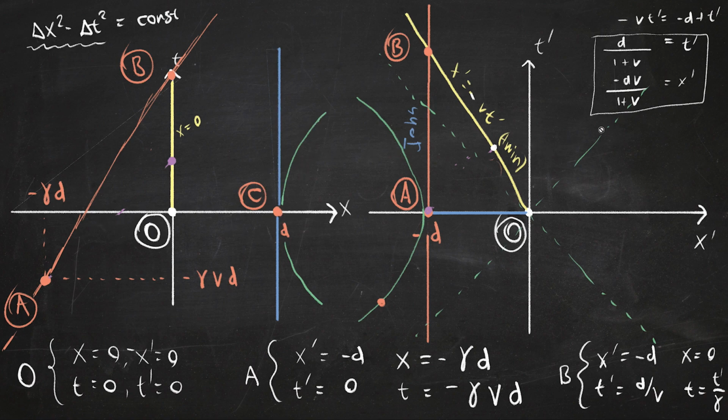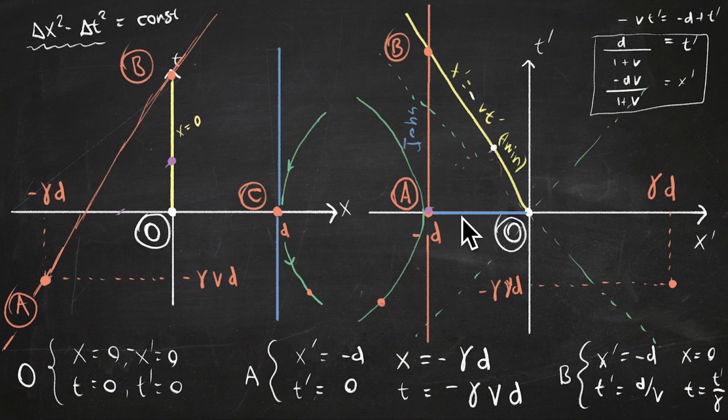It actually moves down when you go from, yeah, so it's moving down. It's going to come down here like that. And over here, it's going to look pretty much the same: it's going to be the gamma d on the x prime, right there, and it's going to be the negative gamma vd on the t prime. Okay, so we have some nice symmetry here, right?